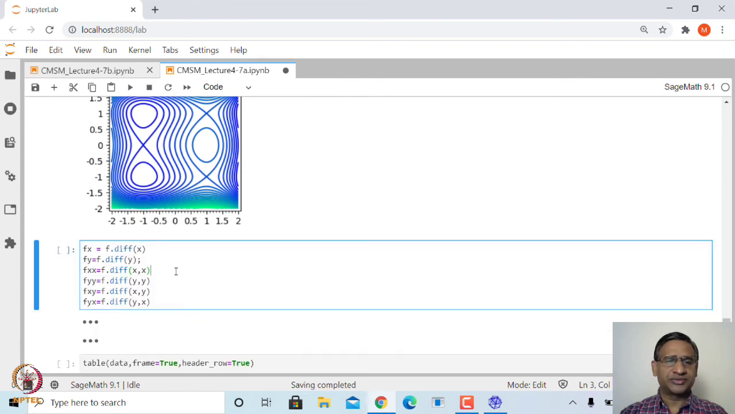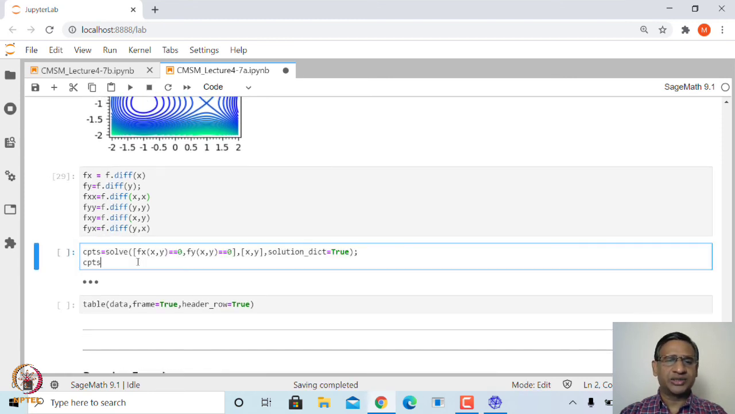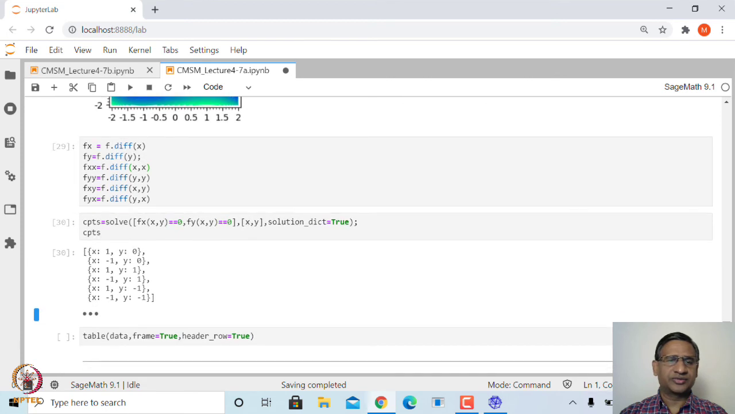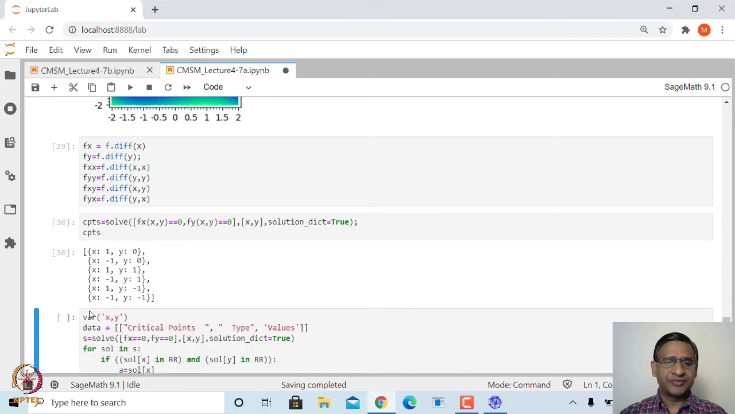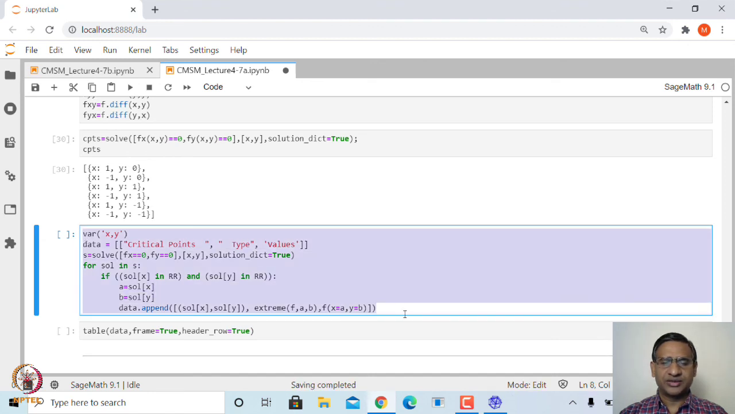Now, let us classify them. So, find all these first and second order partial derivatives, and then let us find the critical points by solving gradient equal to 0. Again you can see this confirms that it has 5 critical points: 1 0, minus 1 0, 1 1, 1 minus 1, minus 1 minus 1. Now, in order to classify this, we will again tabulate the critical point and its nature, that is whether local maximum, local minimum or saddle point, and the function value by running this loop again and calling the extreme function, the user defined function that we have created.